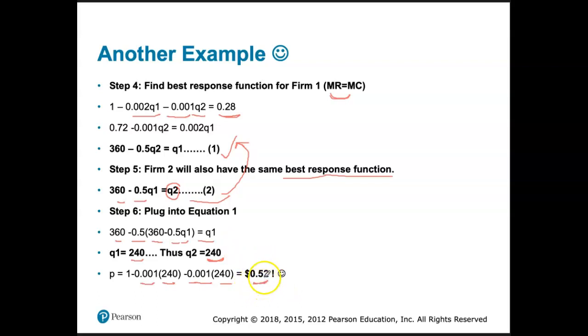In this case, we didn't look for the market quantity, but the market quantity is going to be Q equals Q1 plus Q2, and in that case it's going to be 240 plus 240, and that should equal 480.